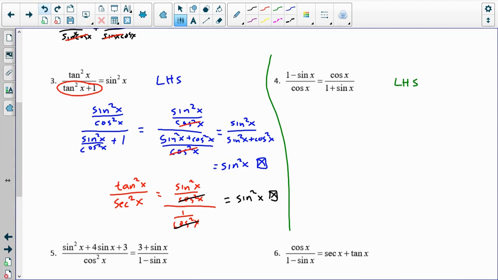On problem 4, I'm going to work with the left-hand side. The reason why I'm going to work with the left-hand side is, well, I really don't have to, but I'm going to. One thing I notice is that I have a 1 minus sign, and my goal is going to be to get a 1 plus sign in the denominator going to the right side. So I can multiply by the conjugate in both the numerator and denominator.